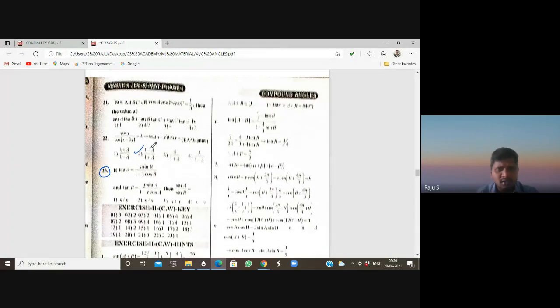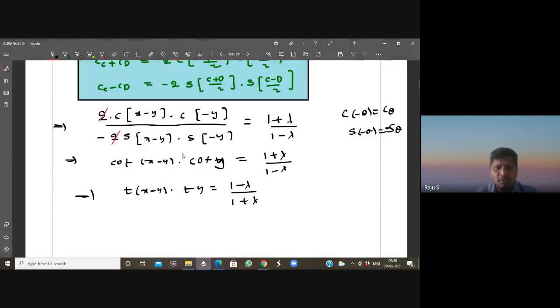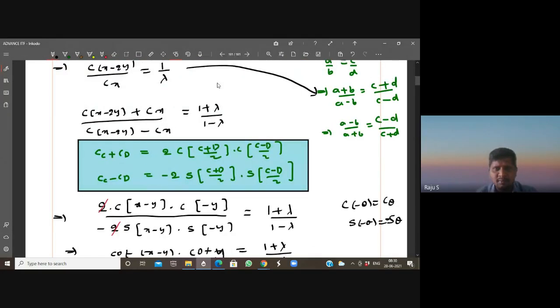Second option. Am I right? Okay, students, you may take directly also. Here I am taking 1 plus lambda by 1 minus lambda. Instead of that, why don't you take directly your minus in numerator, 1 minus lambda by 1 plus lambda? But we don't know exactly what answer will come. Anyhow, if you take it like this, finally we get the correct answer. Okay.